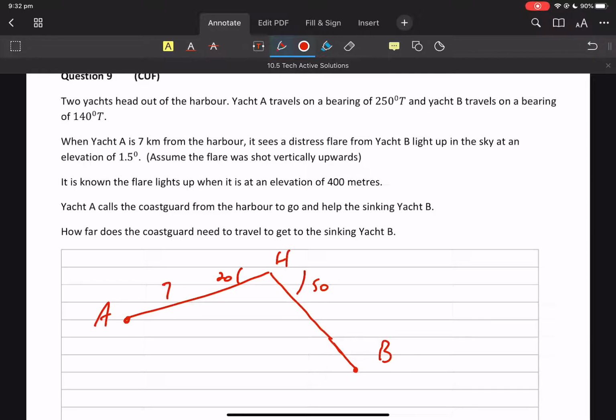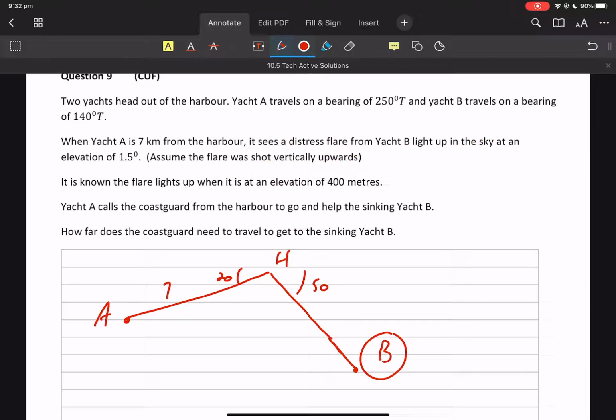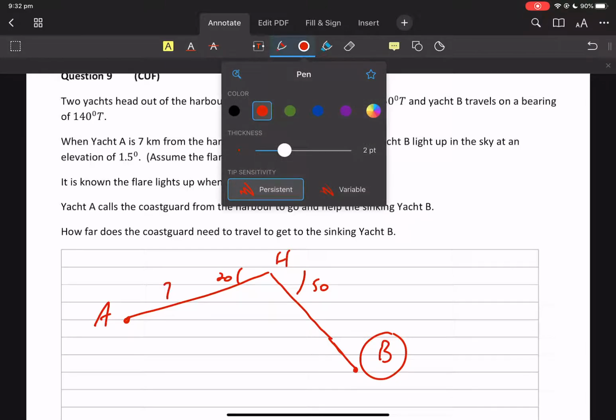I've just messed up that line. There we go. Anyway, B shoots out this flare, right? It's going to go straight up, and A's looking at it. Anyway, this is tricky to draw. So I've got to tilt this over. Here, let me just do it in a different colour.